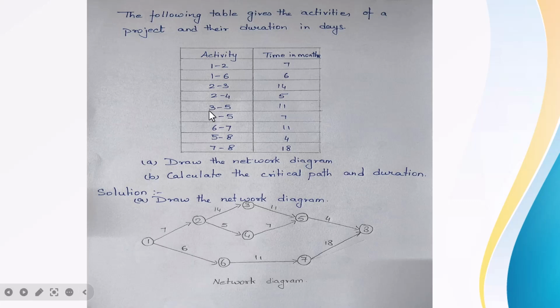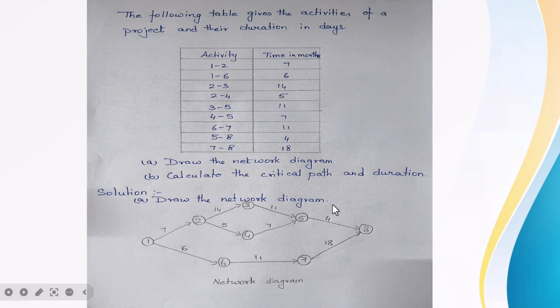Then you see activity 3 to 5 and 4 to 5. That means both the activities' starting points are different, but they end at the same activity. That is 3 to 5 and then 4 to 5. Then we have the activity 6 to 7. So the activity starts at 6 and ends at 7. Then we have the activity 5 to 8. So activity starting at 5, ending at 8. Similarly, 7 to 8, activity starting at 7 and ending at 8.